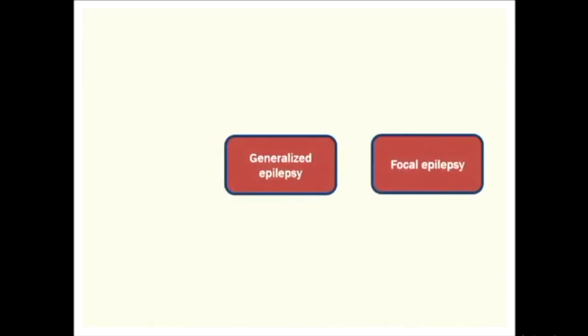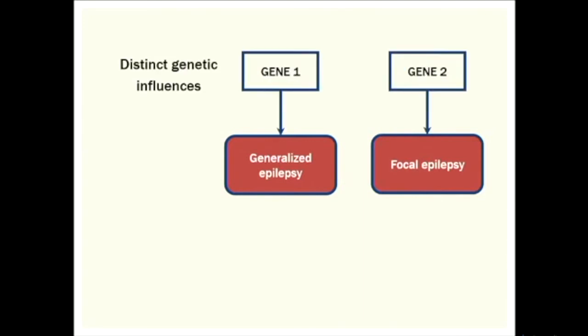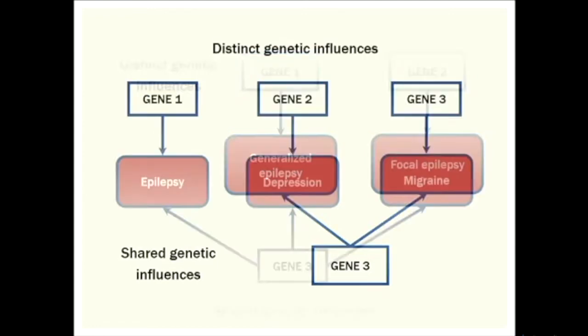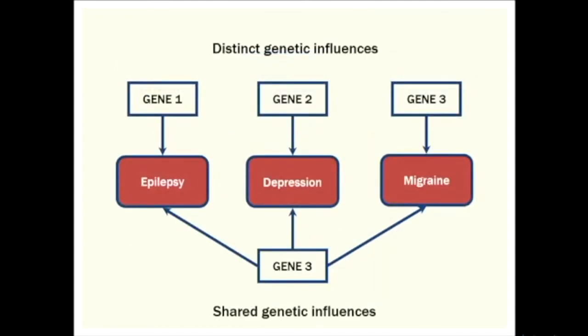So here's what I mean by that. If you think about generalized versus focal epilepsy, for example, one model might be, and this is the model that probably most people working in the field have in mind, that there are different genes raising risk for each one. Alternatively, we might have shared genetic influences on different clinically defined subsets of a disorder. And this also applies to related disorders.